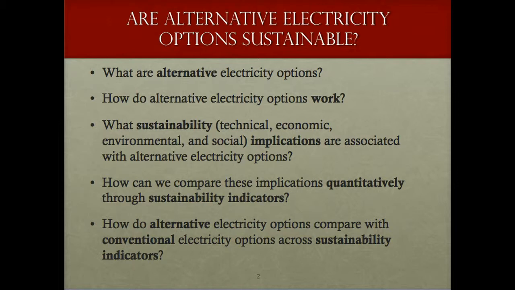What are alternative electricity options? How do alternative electricity options work? What sustainability, technical, economic, environmental, and social implications are associated with alternative electricity options? How can we compare these implications quantitatively through sustainability indicators? How do alternative electricity options compare with conventional electricity options across sustainability indicators?